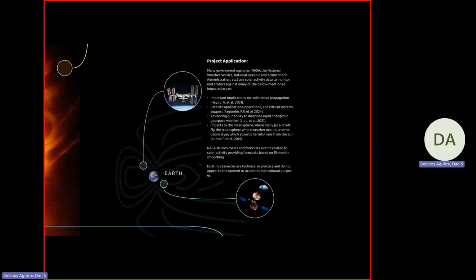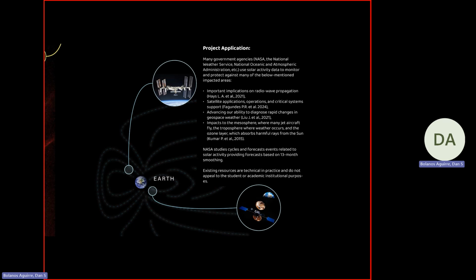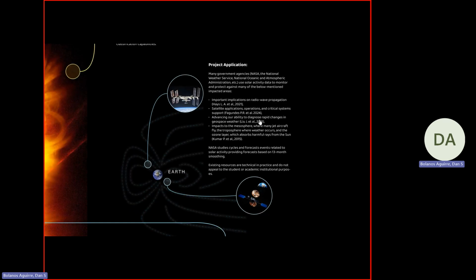As mentioned, solar flare activity could be harmful and cause several impacts. Many agencies want to anticipate it to be able to protect against different areas. This includes radio wave propagation and satellite damage. NASA studies have shown that solar flare activity follows cyclical patterns that repeat every 13 months.